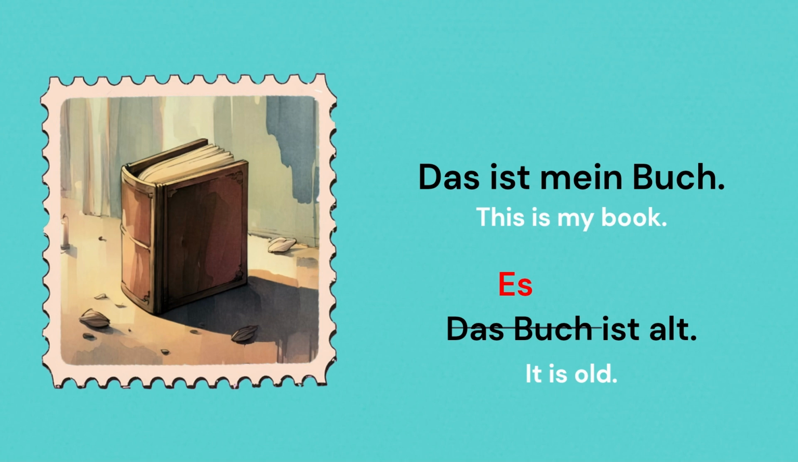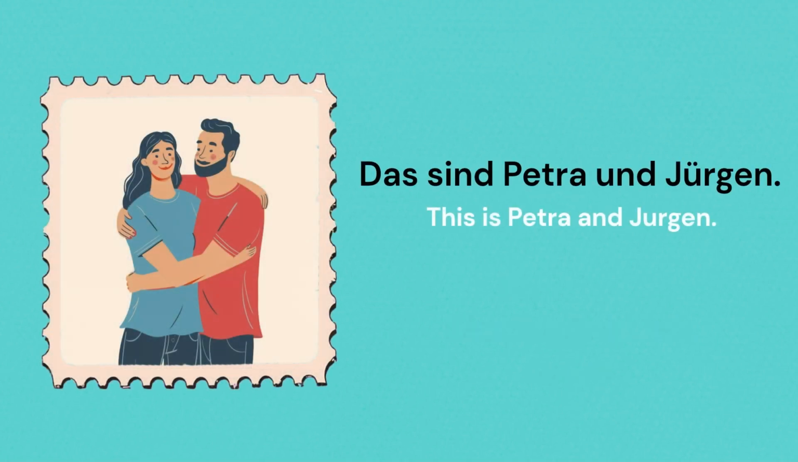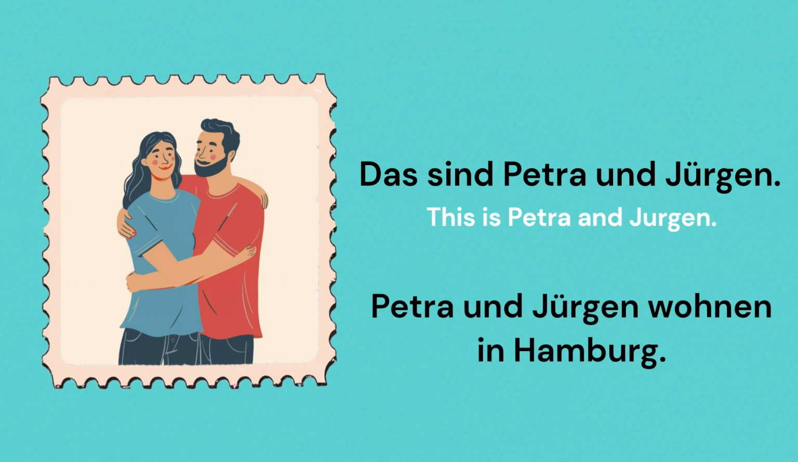Now let's look at the example for plural. Das sind Petra und Jürgen. Petra und Jürgen wohnen in Hamburg. Replacing Petra und Jürgen with a pronoun, you will say, Sie wohnen in Hamburg. This Sie is also written with a capital S only when it's at the beginning of a sentence.